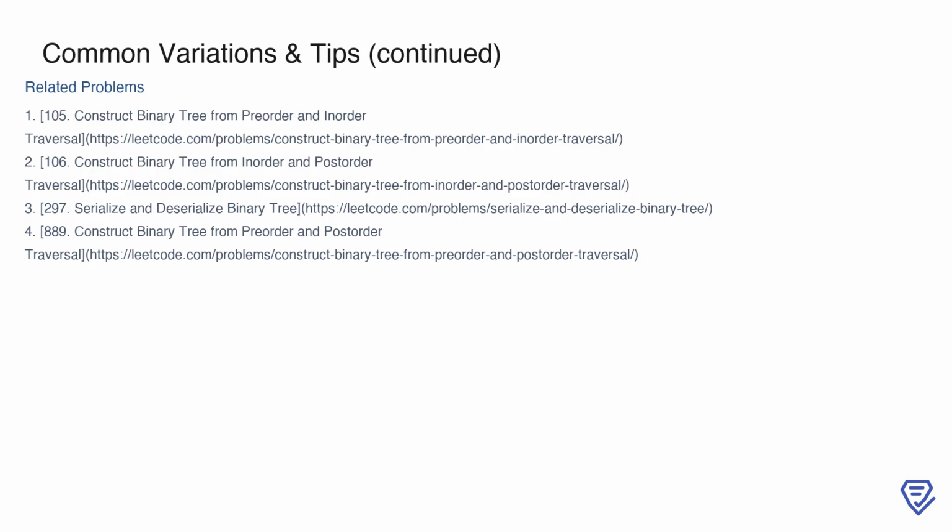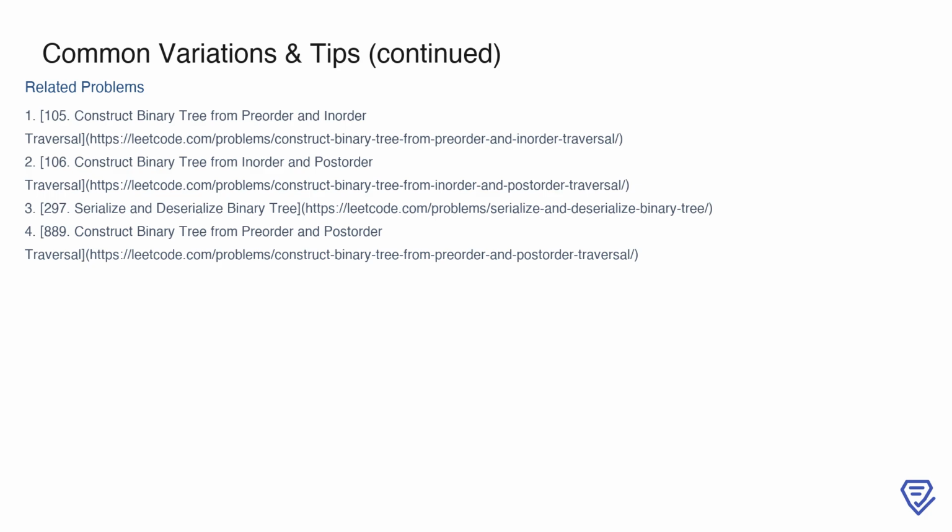To deepen your understanding of related problems, here are some excellent ones to explore. Problem 105 involves constructing a binary tree from pre-order and in-order traversal, while Problem 106 covers construction from in-order and post-order traversal. Both require a strong grasp of parsing and tree-building logic. Problem 297 focuses on serialization and deserialization of a binary tree, which is highly relevant since the string-to-tree transformation in this problem is essentially a form of deserialization.